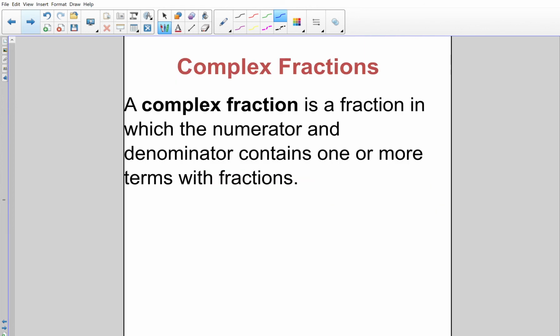Okay, so the last two things I want to talk about, there's one is a complex fraction, and this is going to lead us into our last section in the fraction unit, which we'll talk about in our next video, which is about solving equations containing fractions. So a complex fraction is located inside of those equations containing fractions. So I want you to be familiar with them. It's a fraction in which the numerator and denominator contains one or more terms with fractions. Okay, that's really what a complex fraction is.